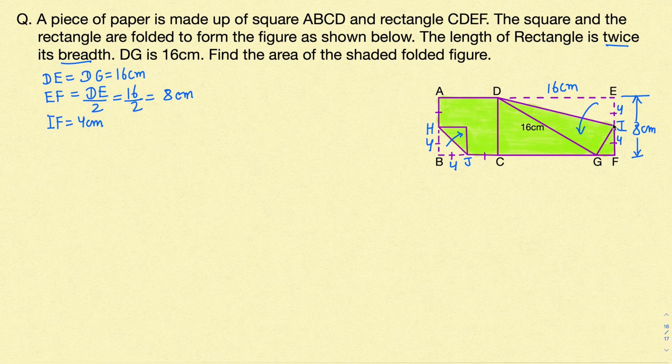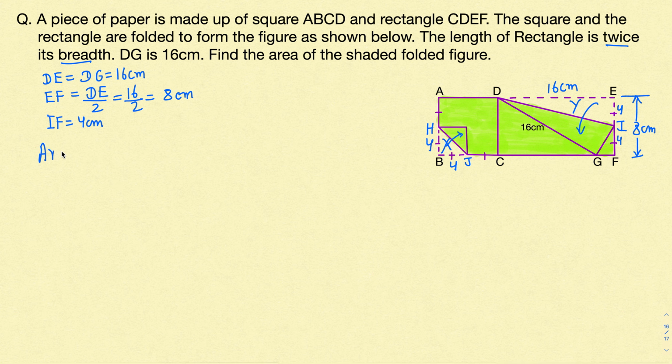DEI, this triangle. So we have got two triangles here. Let's name them: let's call this one X and this one Y. If from the full figure we subtract the area of X and Y, we should get the area of the shaded area. So let's first find the area of the big rectangle.